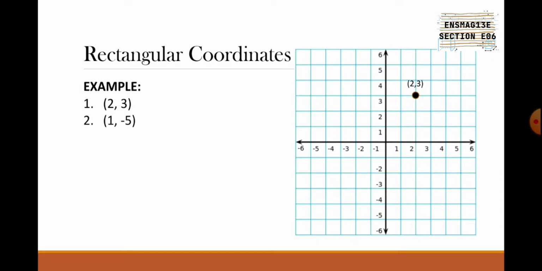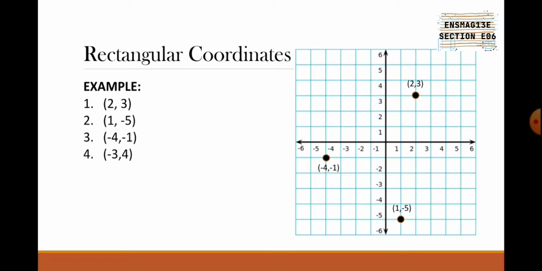Another example, (1, -5). Your x is 1, so this is positive, still on the right. Your y is -5, so we will move down. So that is (1, -5). Our next example, (-4, -1). Both are negative. Our x coordinate is -4, so this one. Then our y coordinate is -1, so we will move down. So this is now the location of your point (-4, -1).